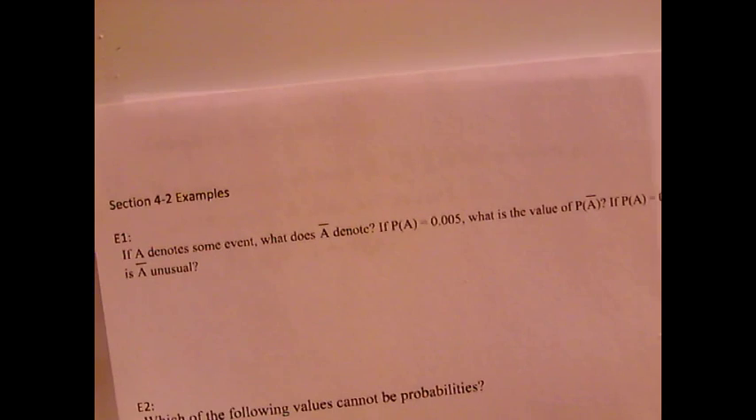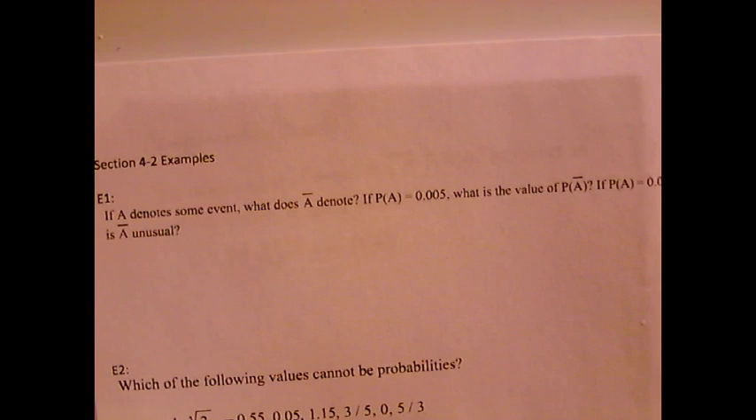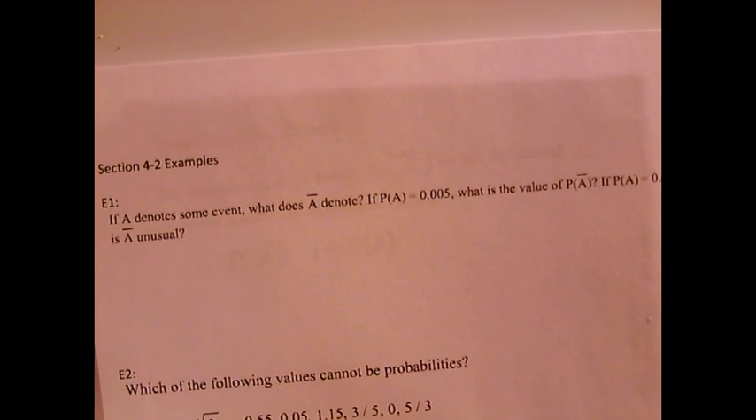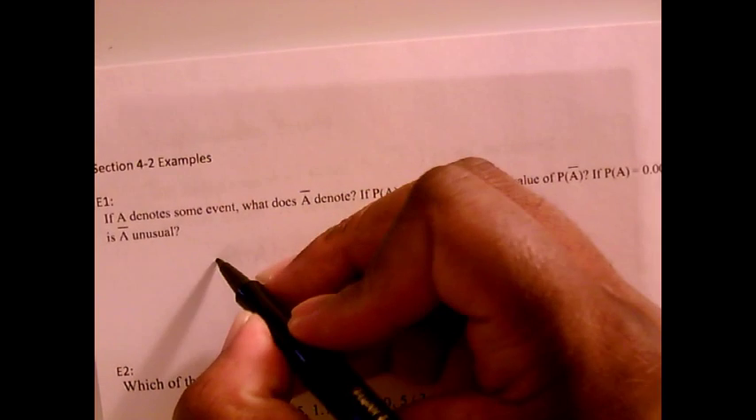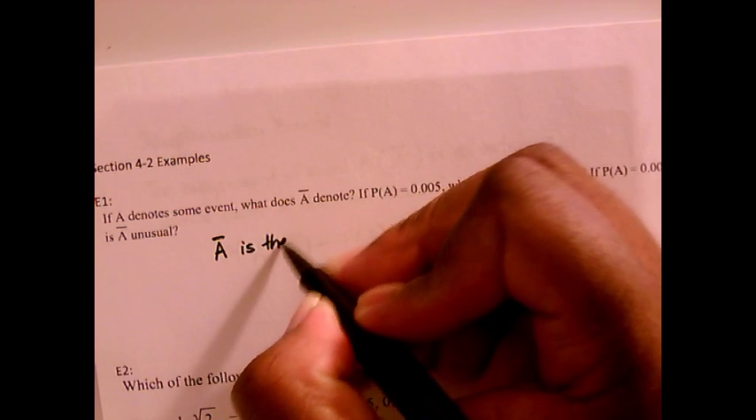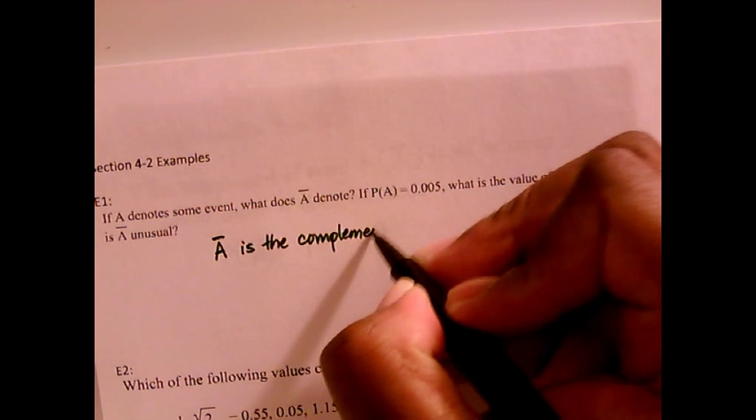Okay, so in this first example that I'm going to talk about, I might as well go ahead and bring that up. If A denotes some event, what does A bar denote? And we just got through talking about that. So here A bar is the complement of event A.